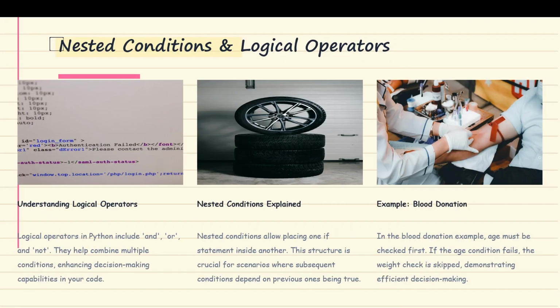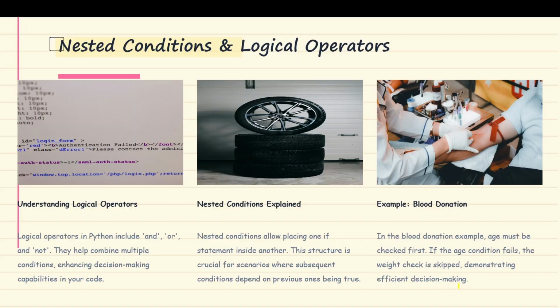So let's move forward. Here is an example of how we are using the and operator, and again with the help of the and operator we are using a nested condition. A nested condition allows placing an if statement inside another. The example is about blood donation. In a blood donation example, age must be checked first. If the age condition fails, the weight check is skipped, demonstrating efficient decision making.